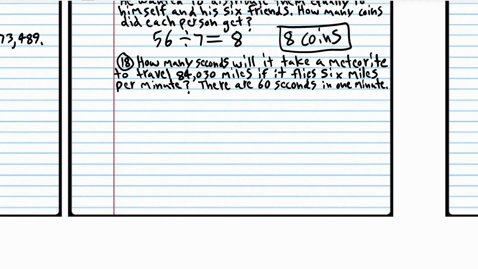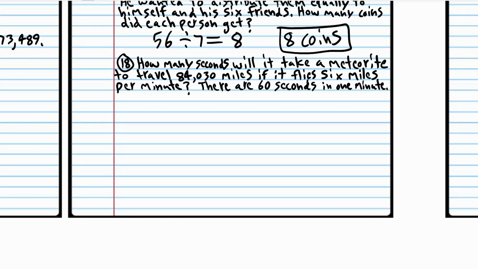All right, number 18, how many seconds will it take a meteorite to travel 84,030 miles if it flies 6 miles per minute? There are 60 seconds in 1 minute. This is another example of a challenge problem. The word problems on the test I'm going to give you are going to be slightly easier than these problems. How many seconds will it take a meteorite to travel 84,030 miles if it flies 6 miles per minute? Now, when it says per minute, that means it flies 6 miles in 1 minute. Okay? 6 miles in 1 minute.